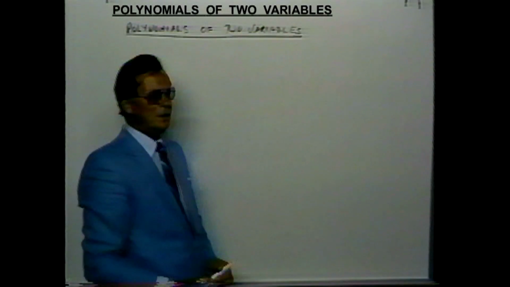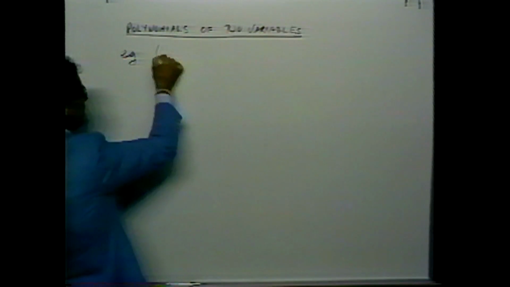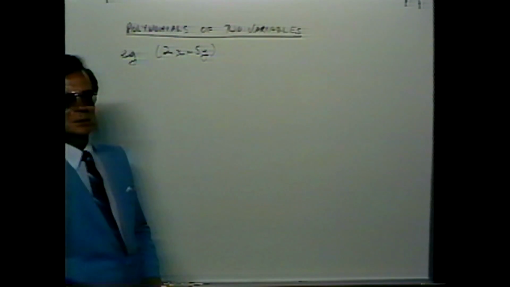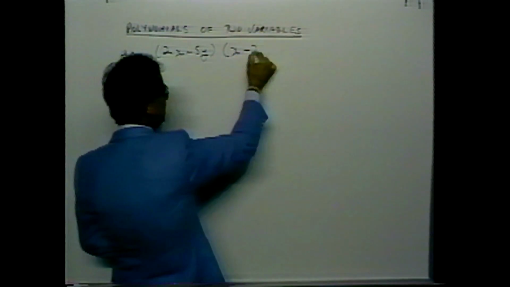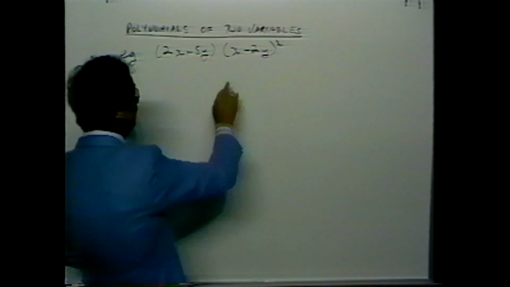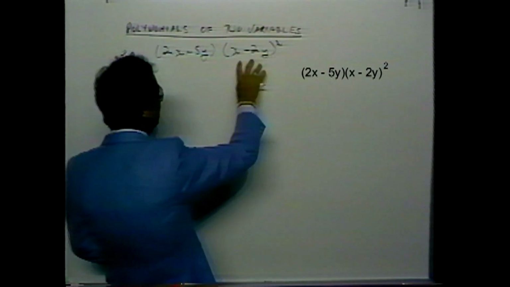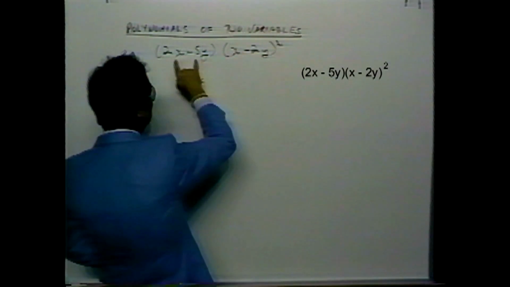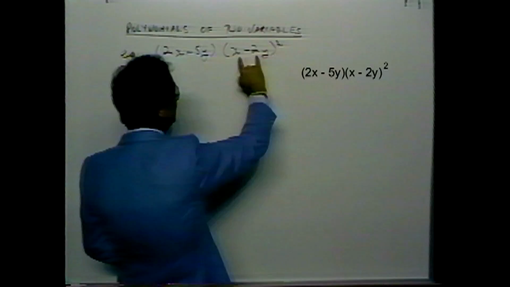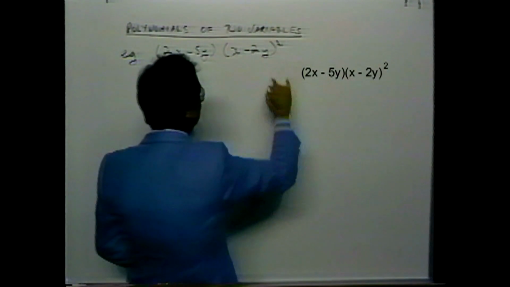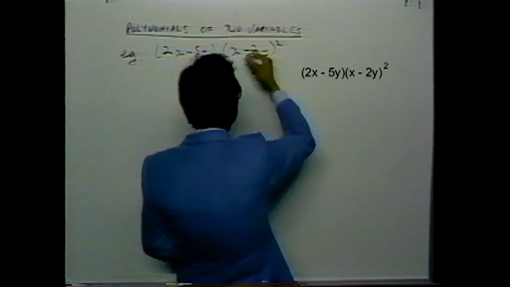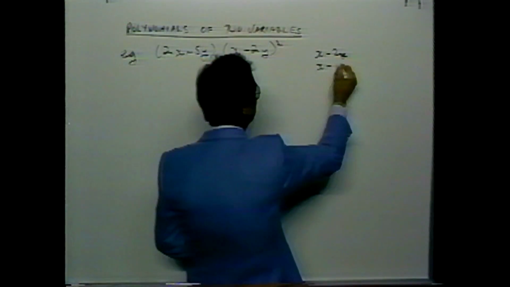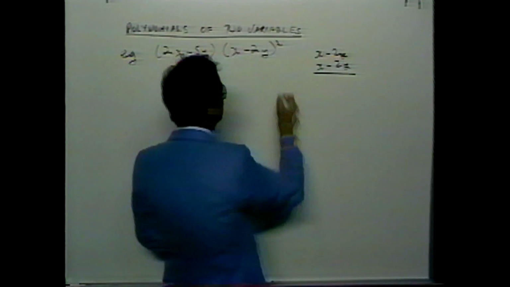For example, 2x minus 5y multiplied by x minus 2y, quantity squared. We will have to handle this problem by doing some work on the side. We have a binomial to multiply by this binomial and once more again. Let's do the power portion first. That means that x minus 2y is multiplied by x minus 2y. That's what the square means.